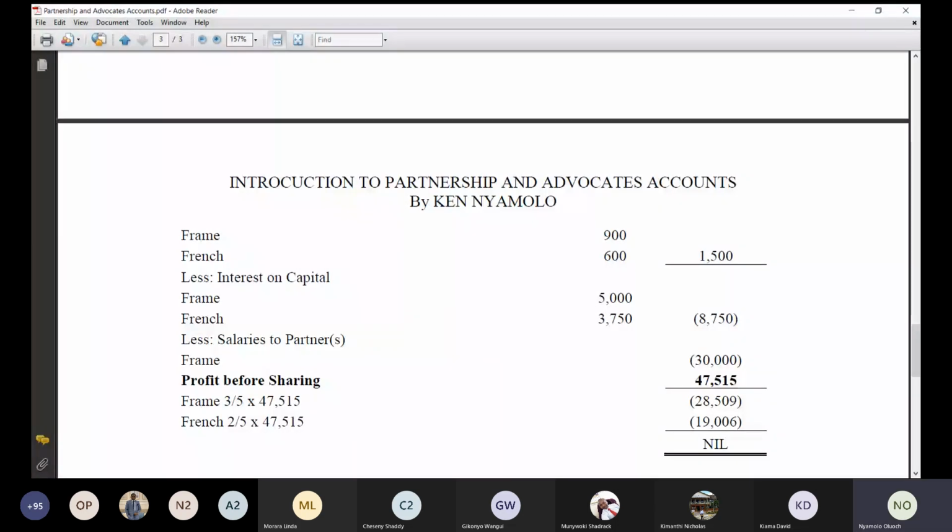And our profit sharing ratio is 3:5. That is for Frame, he will take 3/5 of that profit, and French, he will take 2/5 of that profit. If you calculate, then Frame gets 28,509,000, while French gets 19,006,000.